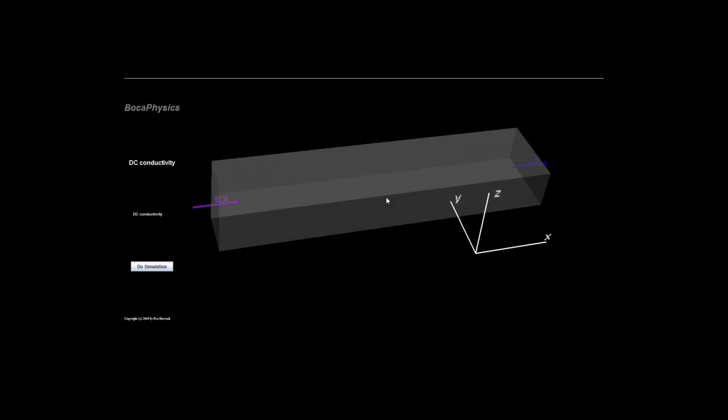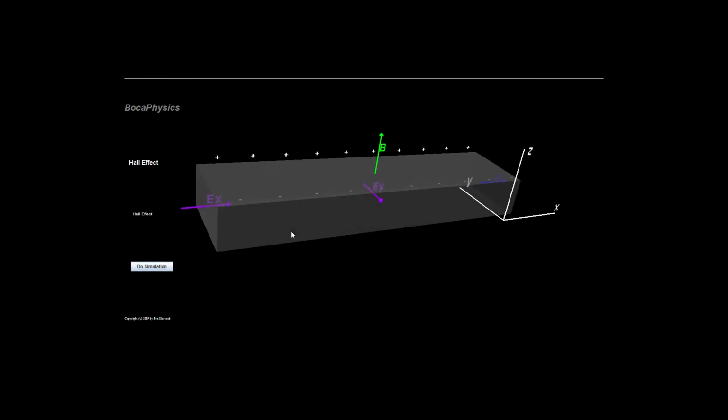Consider a conductor to which is applied an electric field in the x direction. There will hence be a current likewise in the x direction. Next, suppose a magnetic field in the positive z direction is applied. A magnetic force acting on the charge carriers causes them to be deflected in the y direction.